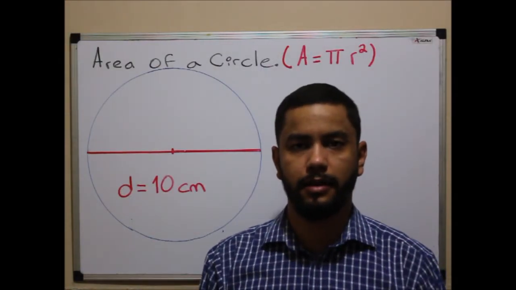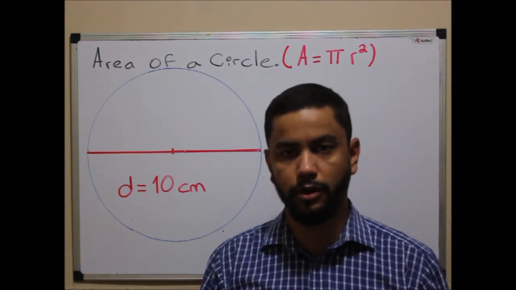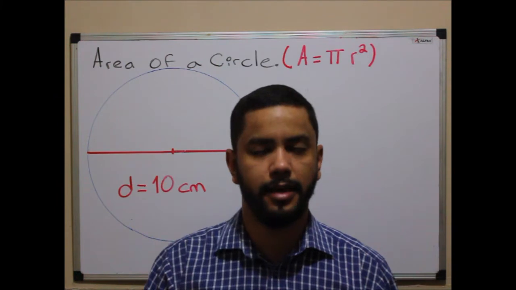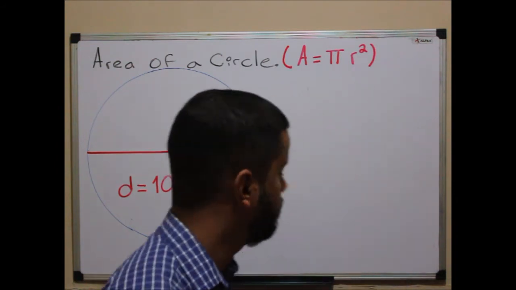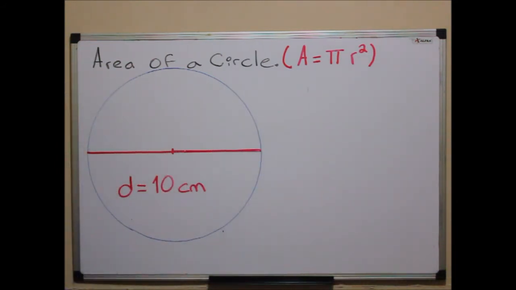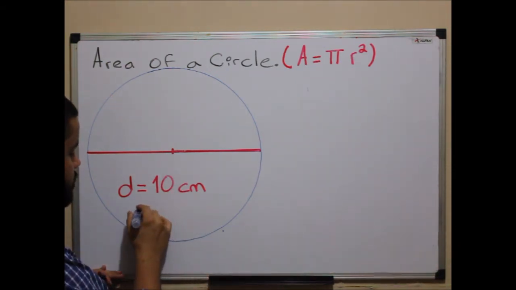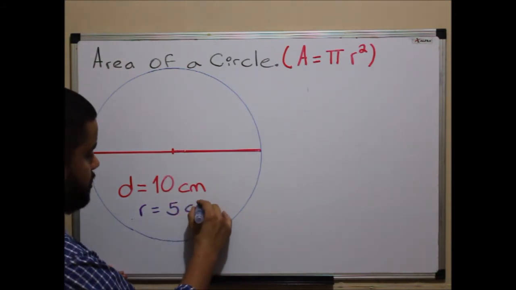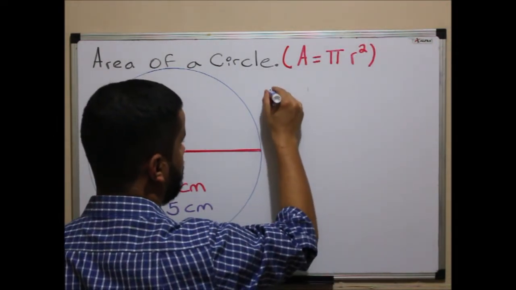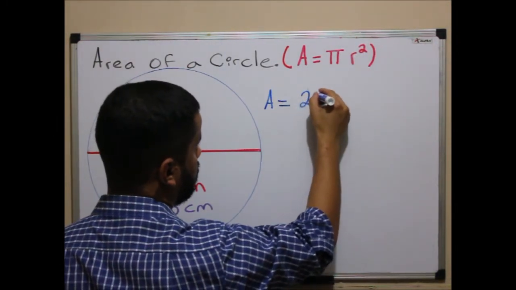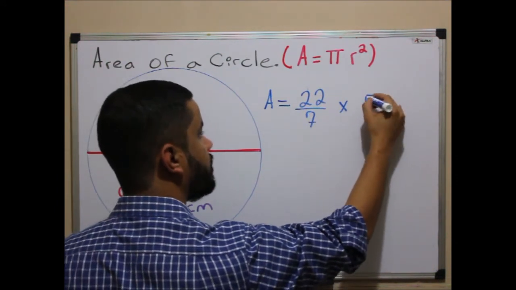We're going to solve that example, but this time instead of using 3.14 we're going to use 22/7. So here we have a diameter, which means that we need to divide it to find the radius. That will be 5 centimeters. Now we're going to start writing our procedure as area equals 22/7 times the radius, that is 5 squared.